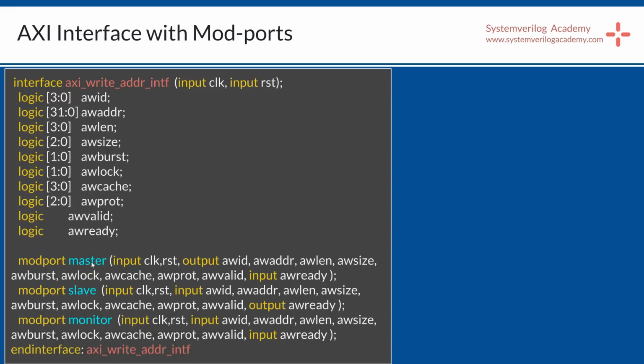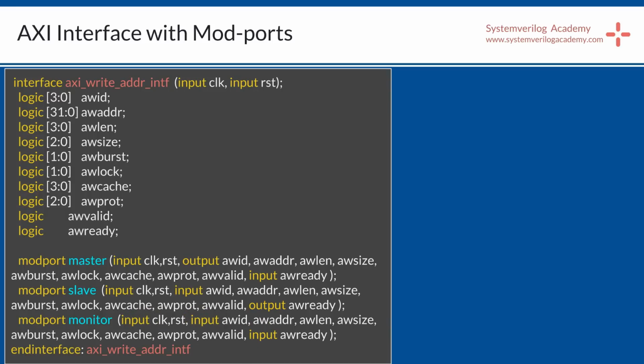In the master modport, valid and all the data signals are defined as output, and ready as input. In the slave modport, ready is output while valid and all data signals are input. In the monitor modport, all signals are defined as only input.